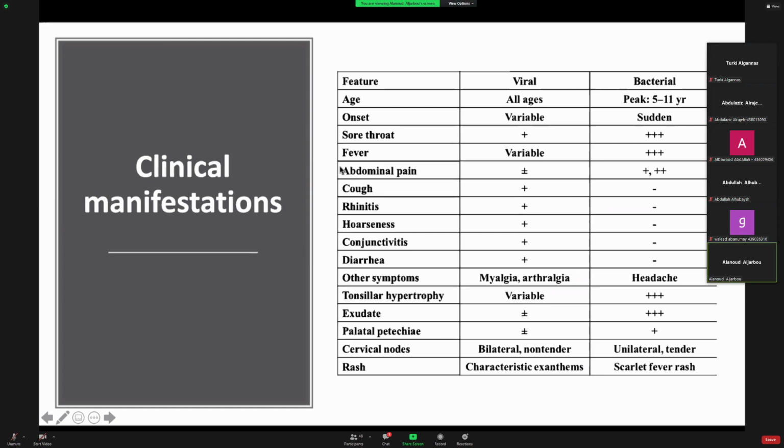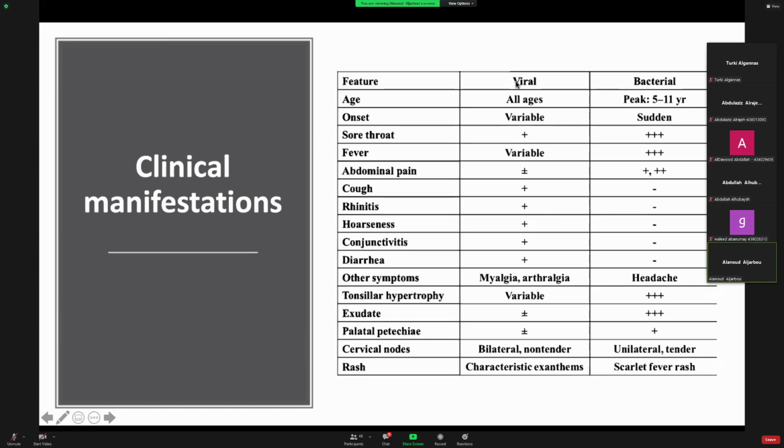If the patient has any other viral prodrome like abdominal pain, cough, rhinitis, hoarseness, conjunctivitis, or diarrhea, it's all suggestive of viral. Tonsillar hypertrophy can present with both viral and bacterial, but more bacterial. The exudate can be both, but it's more bacterial. Palatal petechiae can also present in both, but it's more with bacterial, mainly Group A. Cervical nodes, usually with viral, are bilateral, or sometimes you have generalized lymphadenopathy. For bacteria, usually it's only unilateral.